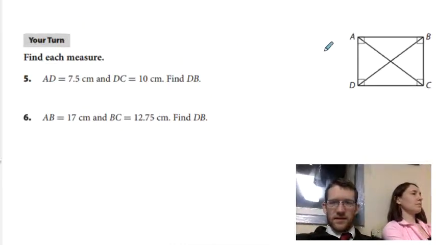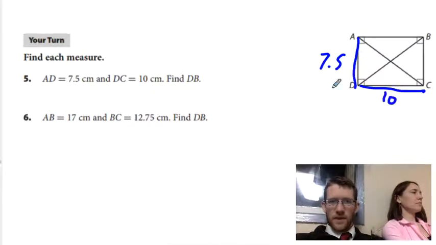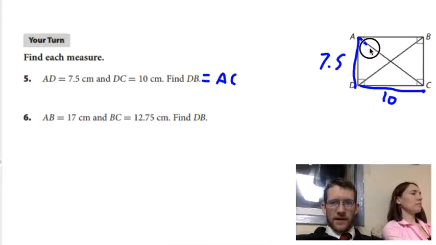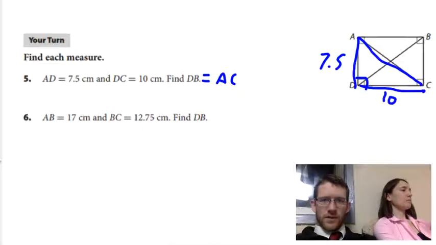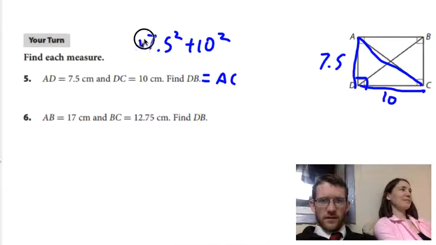It says that AD is 7.5, so we can mark that, 7.5. DC is 10. It asks us to find DB. So DB is this one here, but we know that DB is equal to AC, right? Could we calculate what AC is? I hope so. It's a right triangle, so we could calculate AC by doing 7.5 squared plus 10 squared, right? A squared plus B squared equals C squared, or we could square root that to get AC, which is equal to DB.